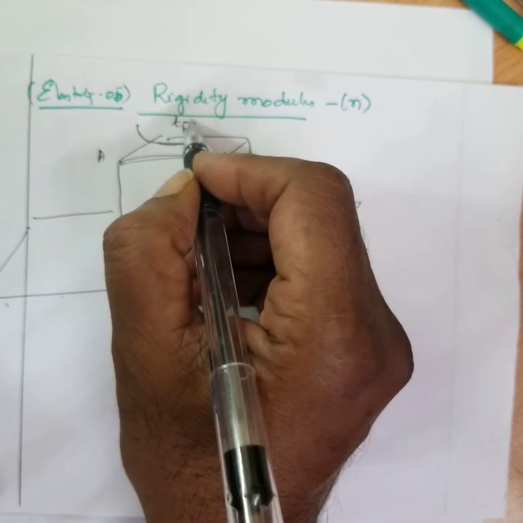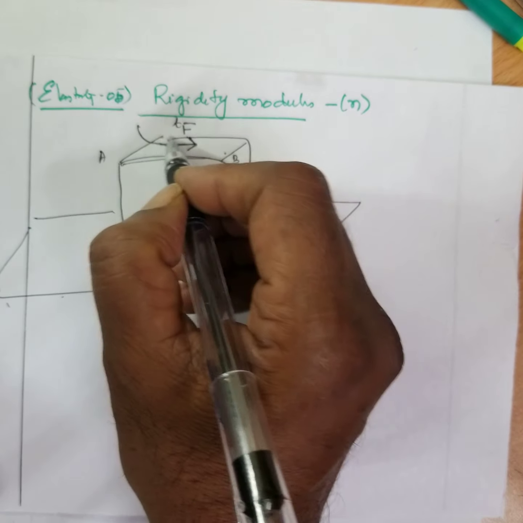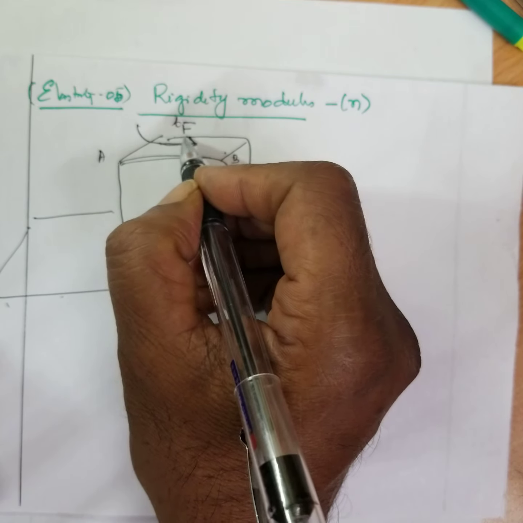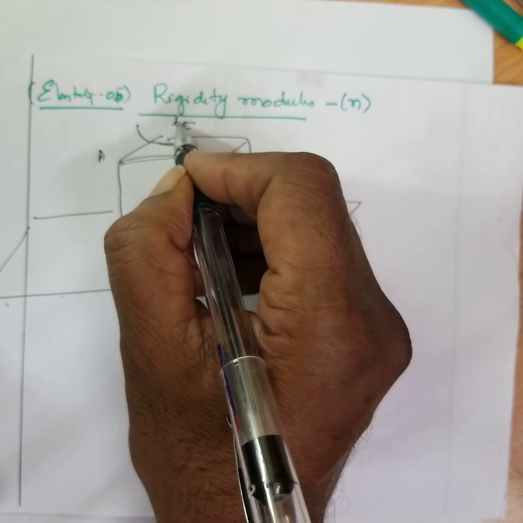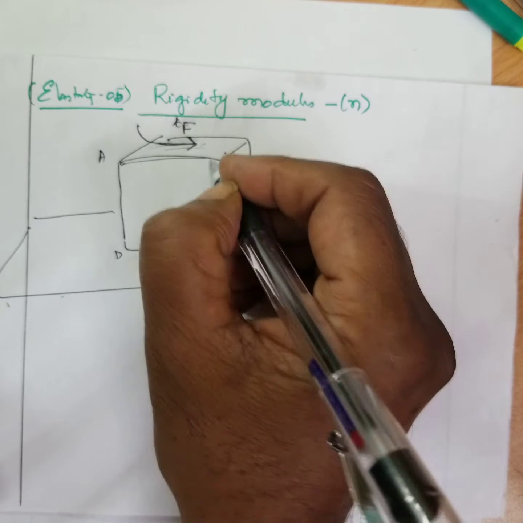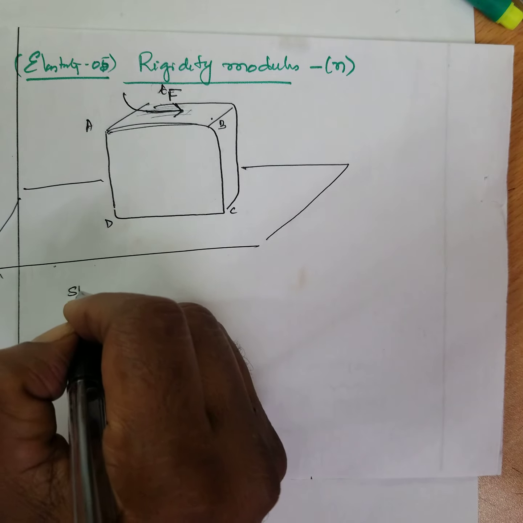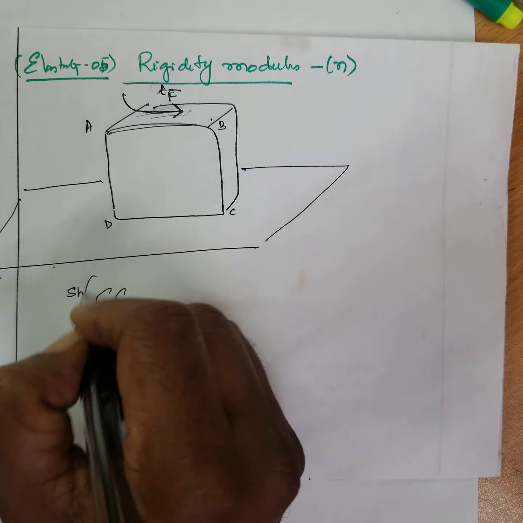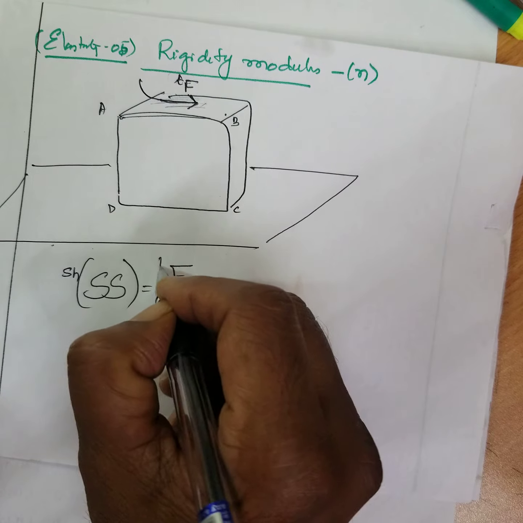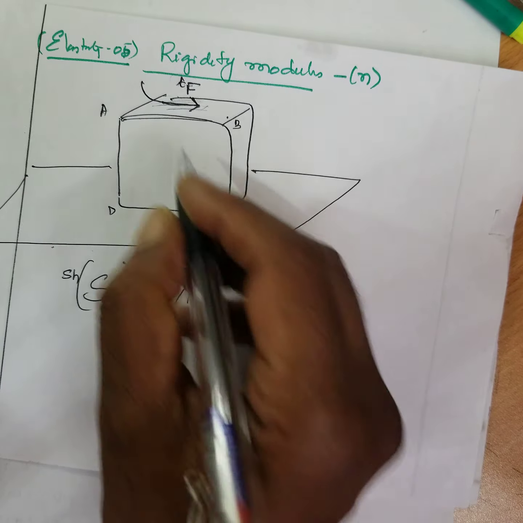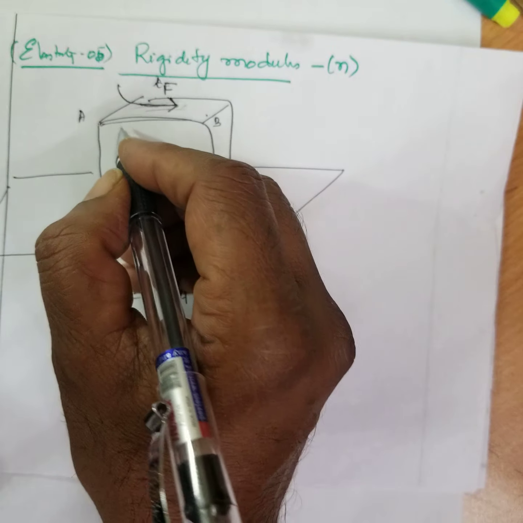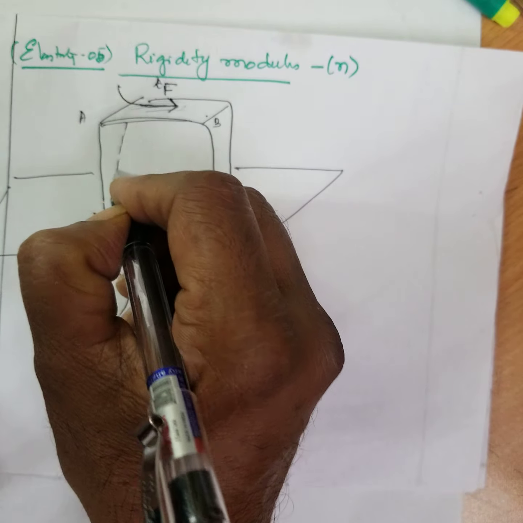When you are applying a tangential force, you are said to apply a shearing stress. What stress? Force per unit area. This is called shearing stress. Shearing stress is the tangential force per unit area you are applying. Because of the stress, what happened?